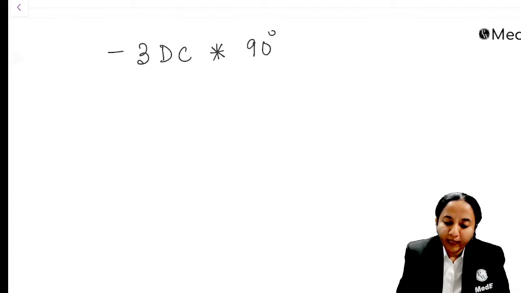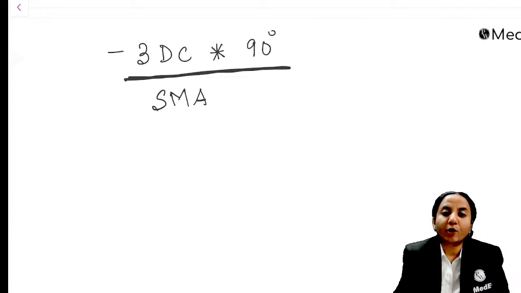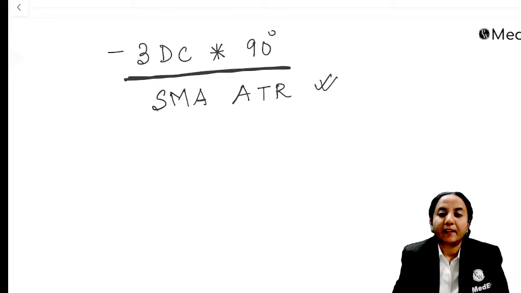See, here there is only a minus cylinder. So what is this? Very good. This is SMA, simple myopic astigmatism. And minus cross 90 means what? ATR or WTR? Correct. It is ATR. So this is our answer. SMA ATR. Okay.